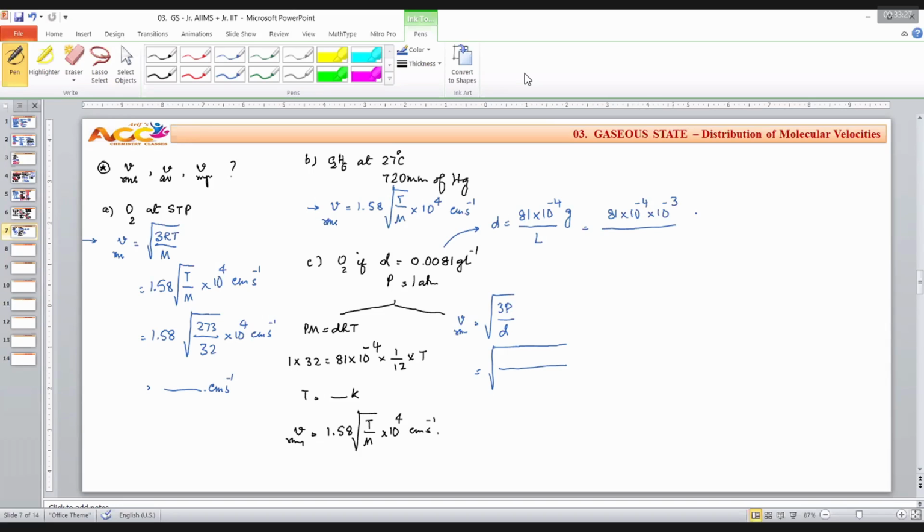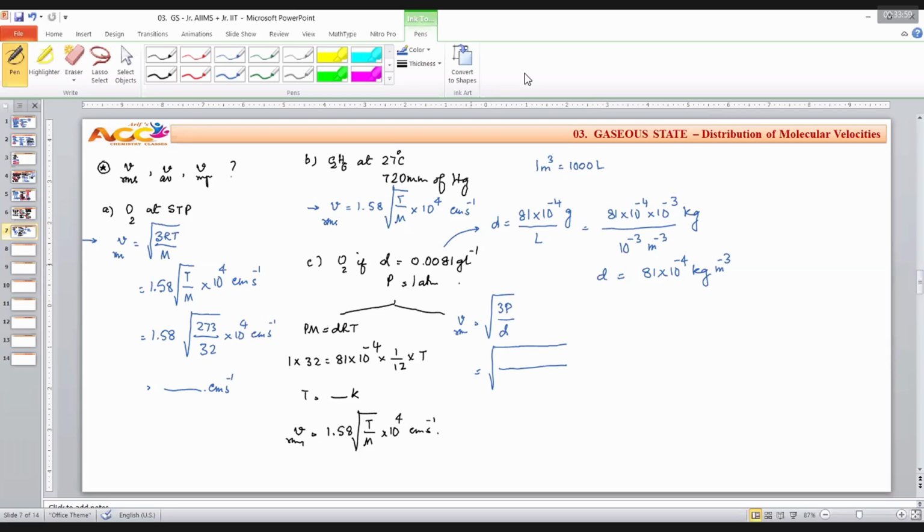This becomes kilograms. 1 meter cube is equal to 1000 liters, right? Therefore, 1 liter is equal to... Are you able to understand? Therefore, finally the answer becomes 81 into 10 power minus 4. Nothing has changed, look, right? Therefore, grams per liter to kilograms per meter cube is always like this. That's done, density is done.